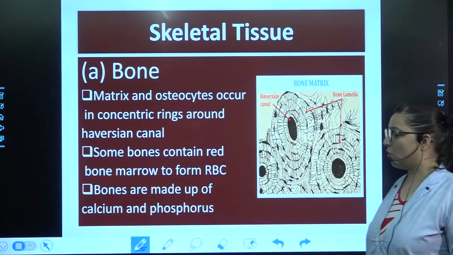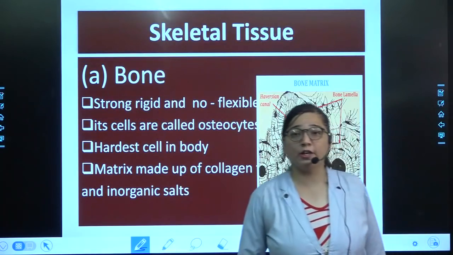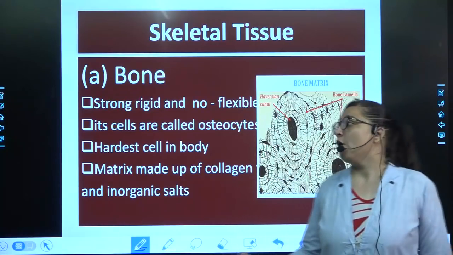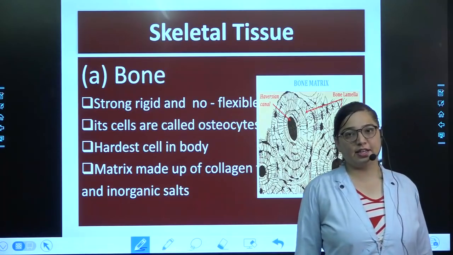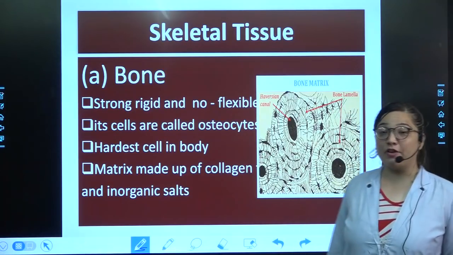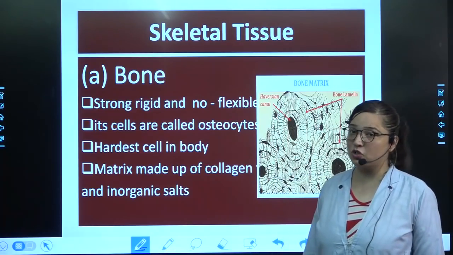Once again, the whole of the bone we will see. Very first part, it is strong, rigid and non-flexible. Moreover, what are its cells called? Osteocytes. It is the hardest cell in the body. Next, what is its matrix made up of? Its matrix is made up of collagen fibers and inorganic salts.